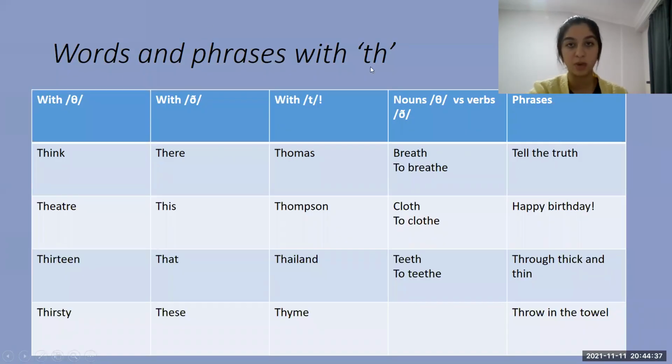Words and phrases with th: think, theater, 13, thirsty, with; there, this, that, these; and with t: Thomas, Thompson, Thailand, time. Nouns with th versus verbs with the: breath, to breathe, cloth, to clothe, teeth, to teethe. Phrases: tell the truth, happy birthday, through thick and thin, throw in the towel.